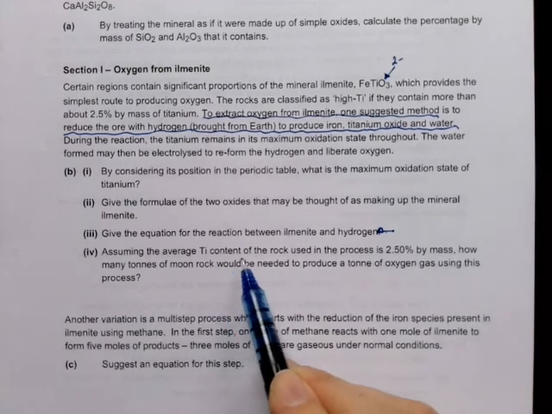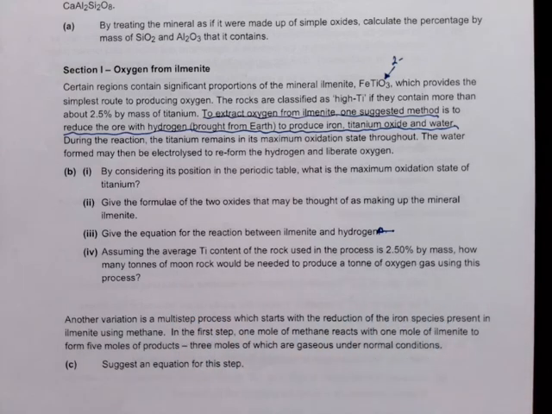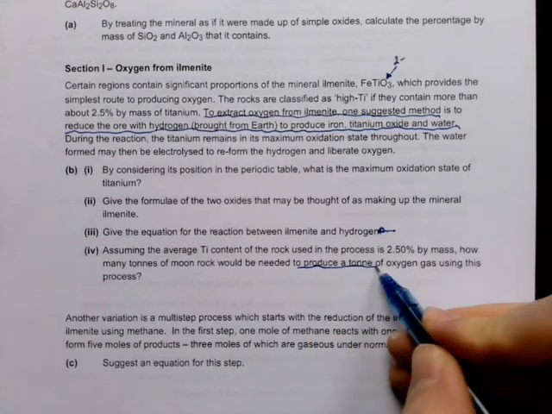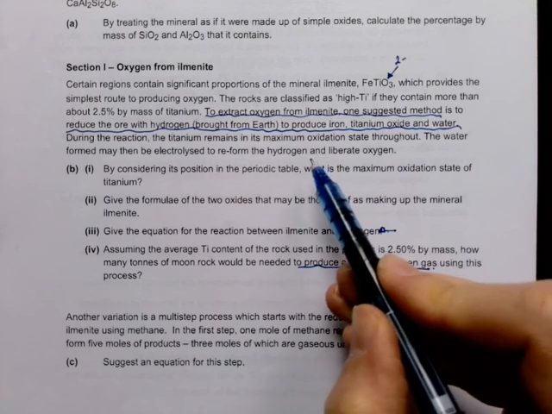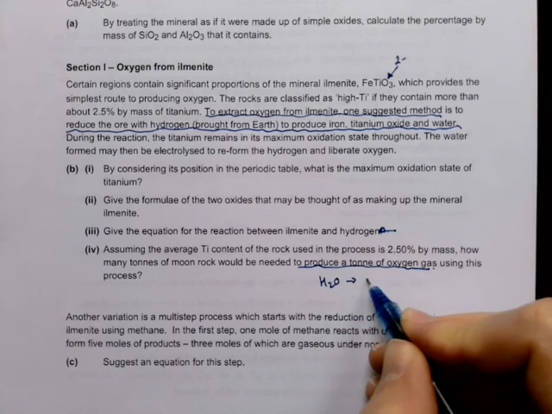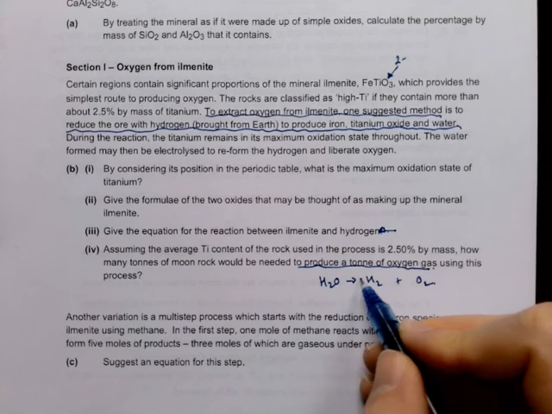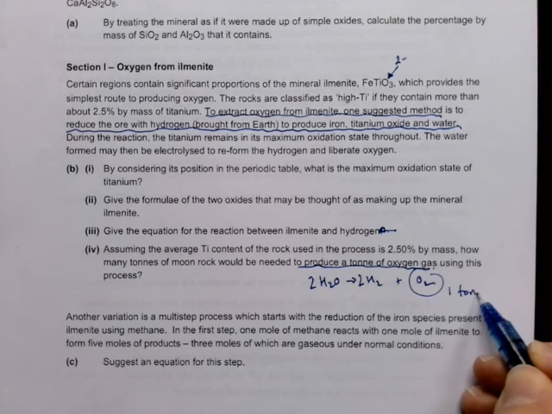Assuming the average titanium content of the rock used in the process is 2.5% by mass, how many tons of moon rock would be needed to produce a ton of oxygen gas using this process? Okay, so you need to think about this. It's a two-step process, so I'm going to get a ton of oxygen gas. Where does the oxygen gas come from? It comes from the electrolysis of water. All right, so that's going to be H2O goes to H2 plus O2. So that needs to be balanced. Okay, now you're getting a ton of this. So that's 1 ton of that.